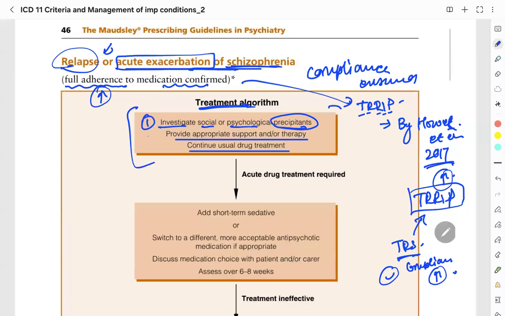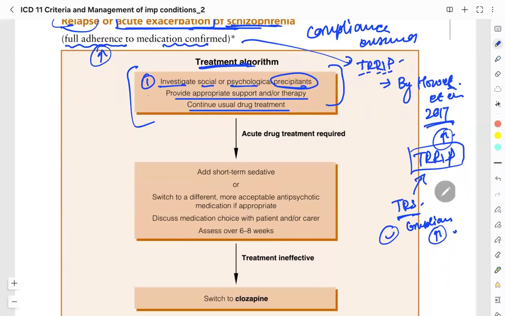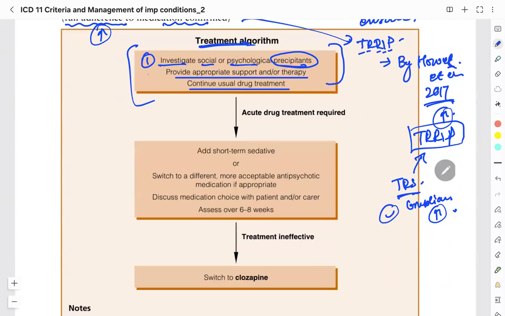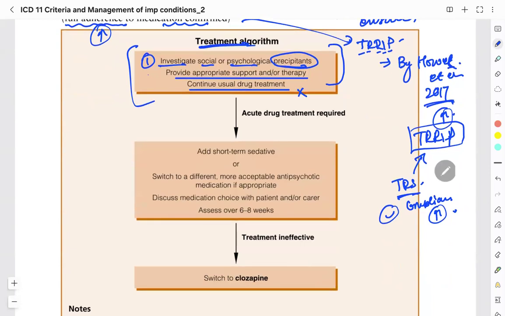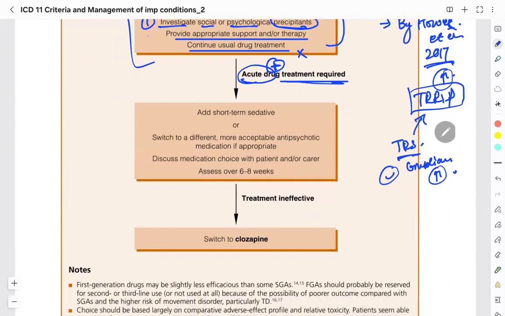You did continue usual drug treatment, but there is no improvement, let's say, or on the first visit itself, you feel that acute drug treatment is required. Then in that case, you can either add a short term sedative, usually a benzodiazepine, or switch to a different, more acceptable antipsychotic medication, or discuss medication choice with the patient.